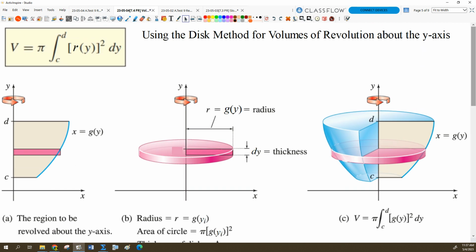Okay. So that's what we get then. The volume by the disk method for revolutions about the y-axis would just be pi times the integral of r of y squared dy as y goes from c to d. So let's look at an example.